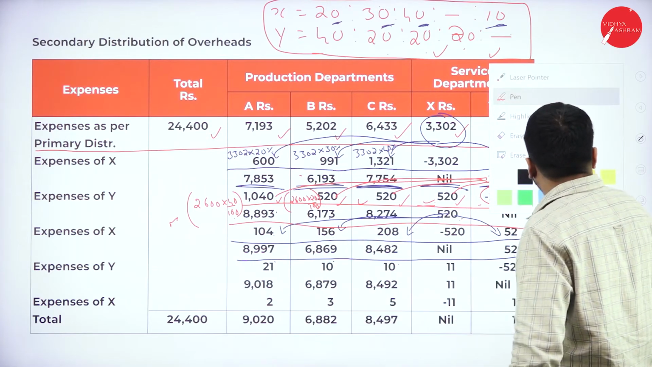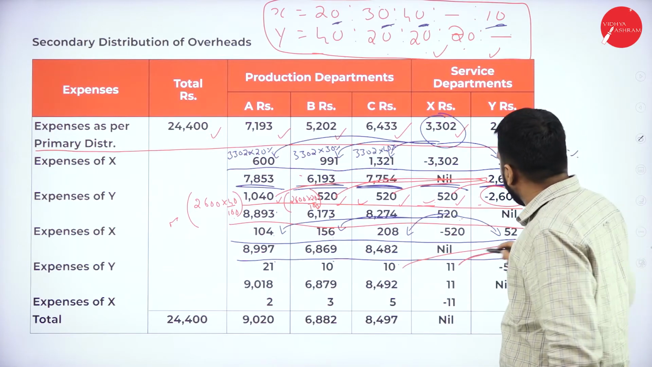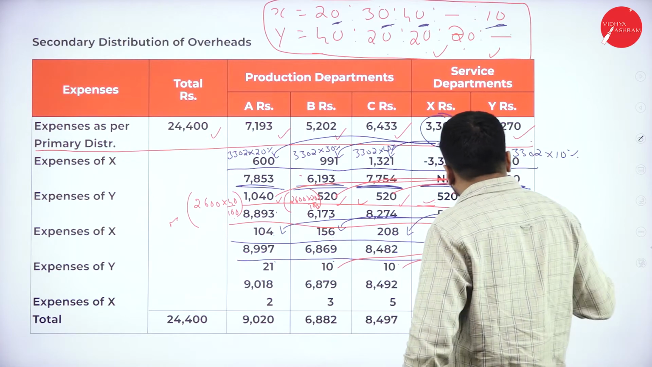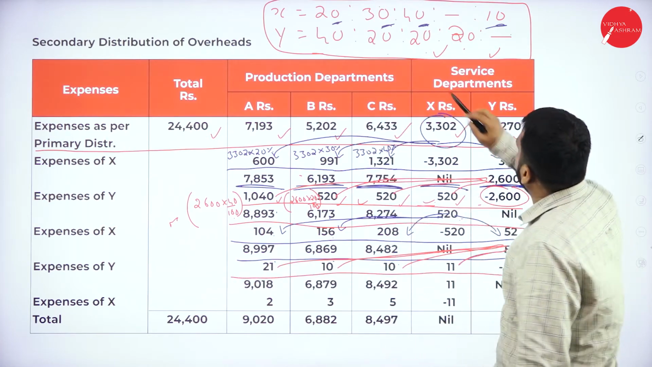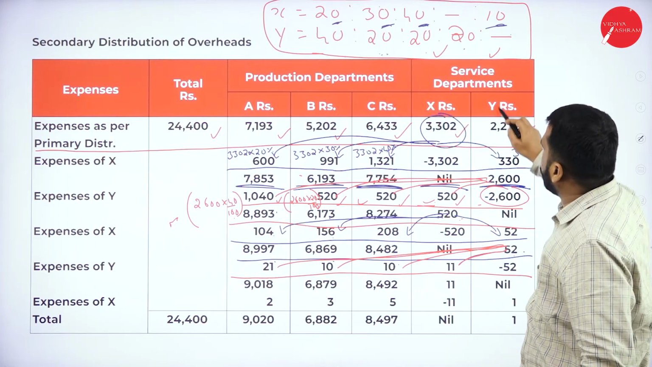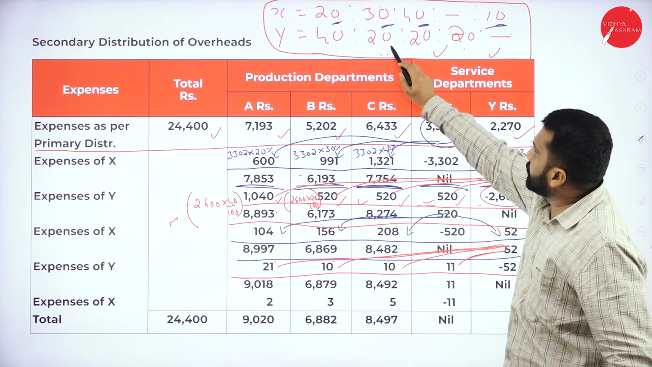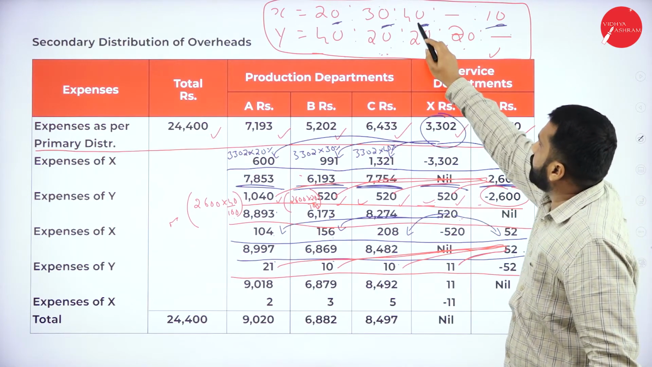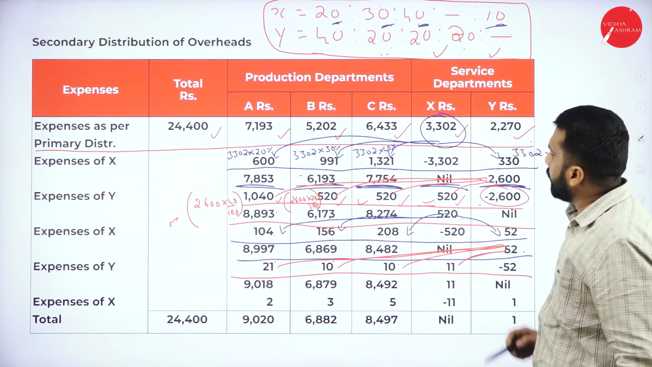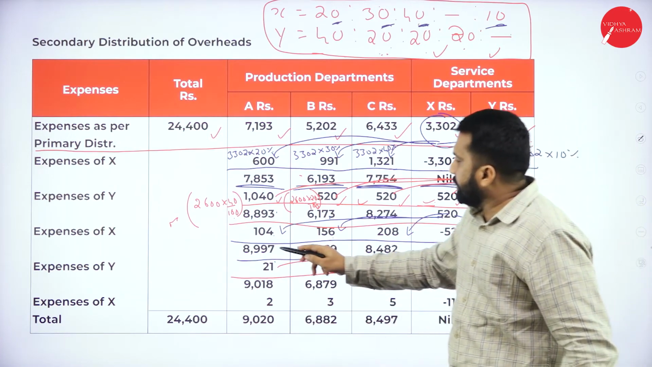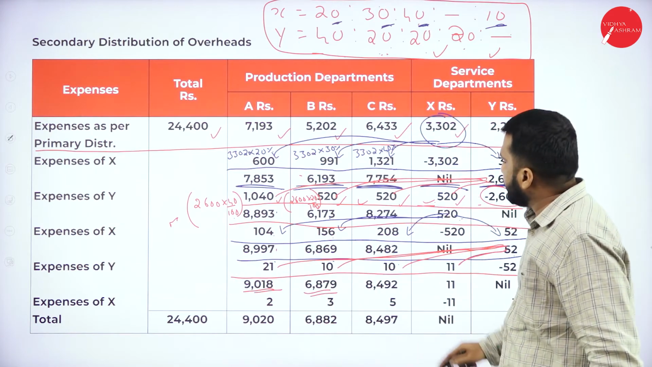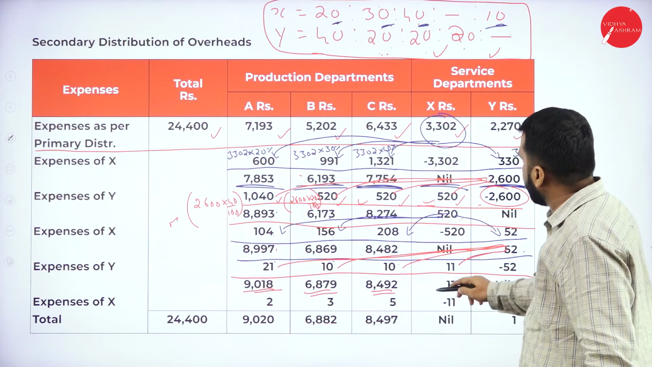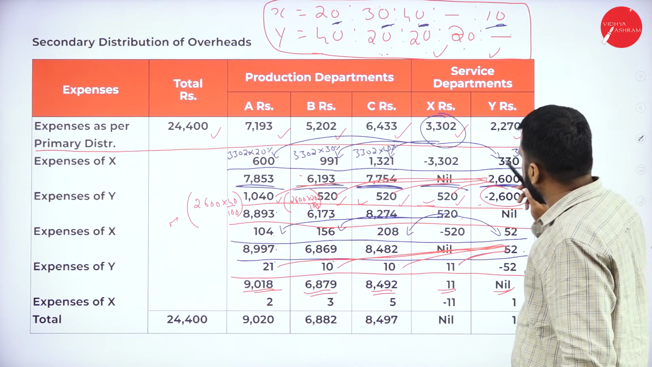See, 52 will go here, 52 will go here, 52 will go here. In what ratio? Y. While you are distributing Y, you should take this one. While distributing X, you should take this one. Now, while adding this, 9,018, 6,879, 8,492, this is 11, this is nil.